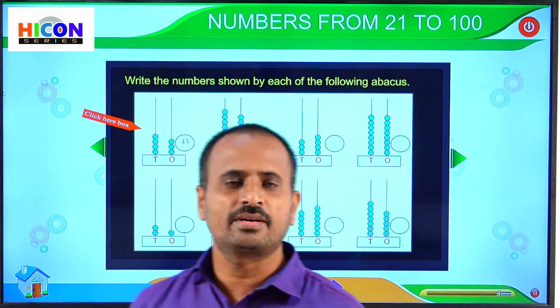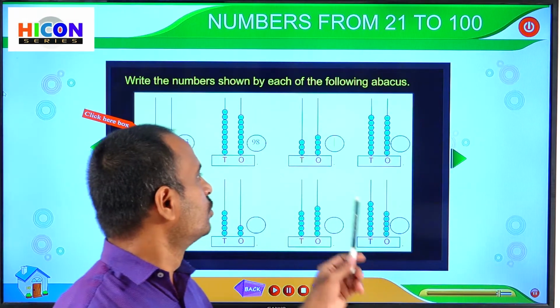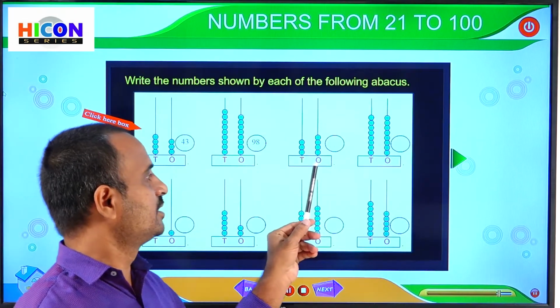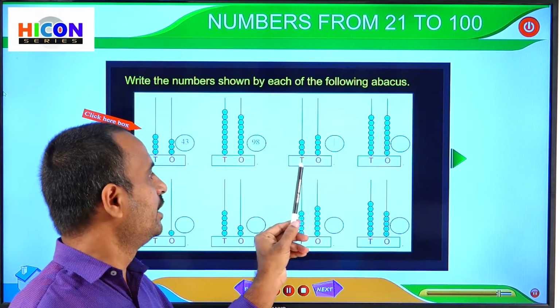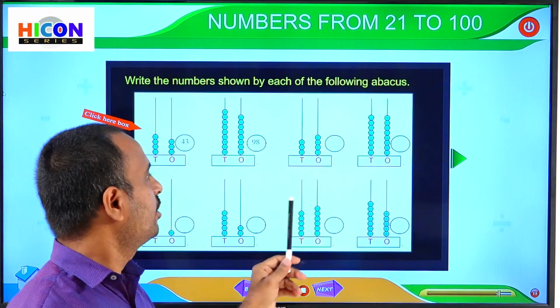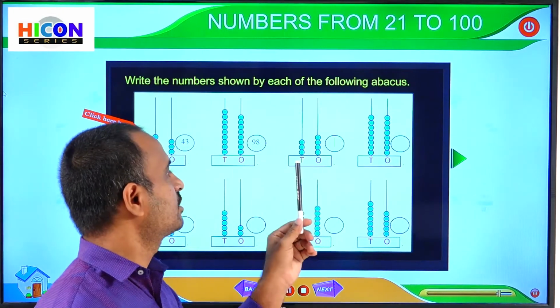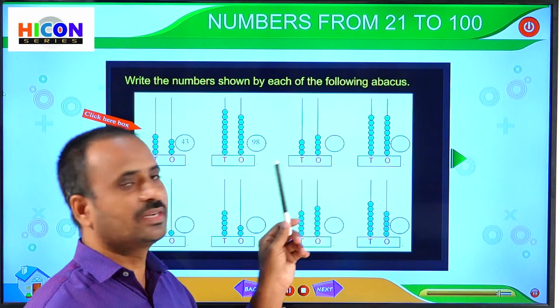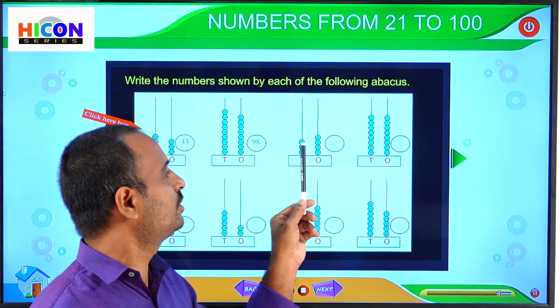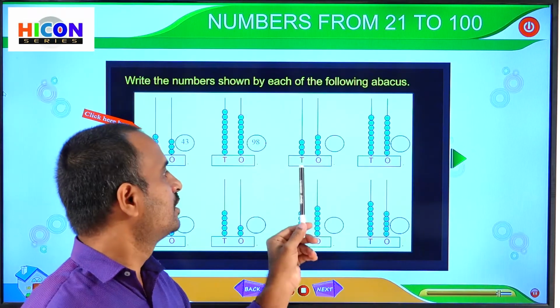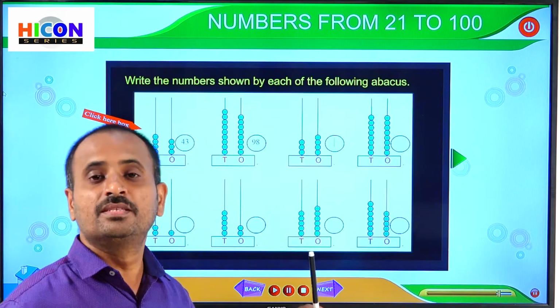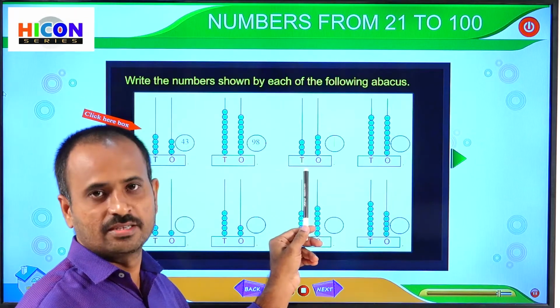So see the third abacus here. Here also two spikes are there. This is the ones spike and T means the tens spike. And how many beads are there on the tens spike? Let us count the number of beads on the tens spike. 1, 2, 3. There are 3 beads on the tens spike. That means 3 is present in tens place.